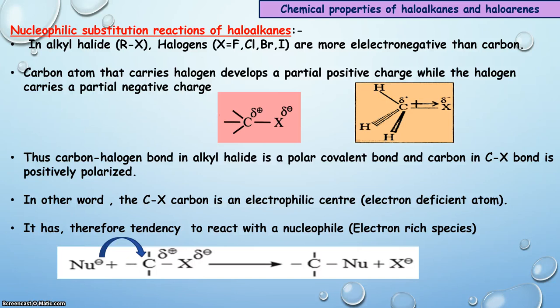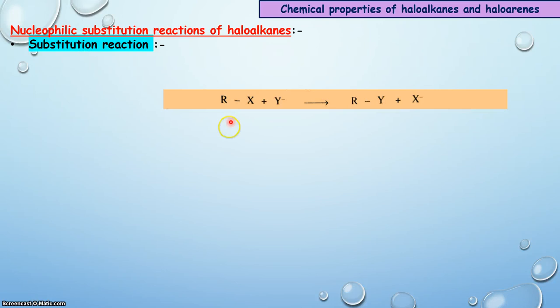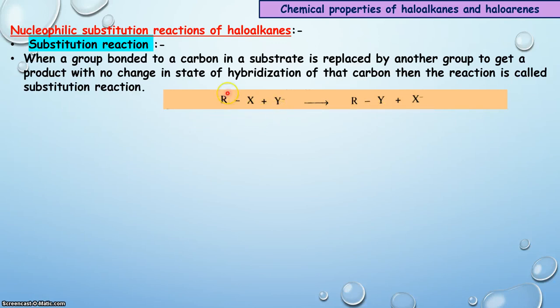substitution reaction. As we are talking about nucleophilic substitution reactions of these haloalkanes, what is this substitution reaction? Here is the general reaction where an alkyl halide reacts with a nucleophile. During this reaction, the halogen atom of the alkyl halide is substituted by or replaced by the nucleophile and we will get the product. In this reaction, there is no change in the state of hybridization of this carbon.